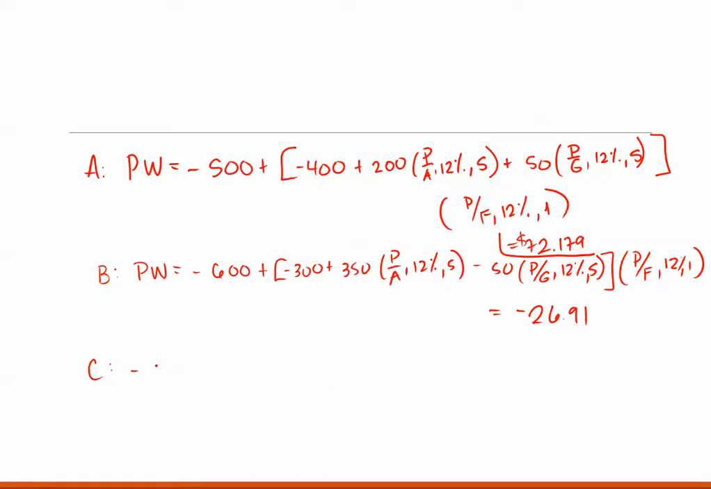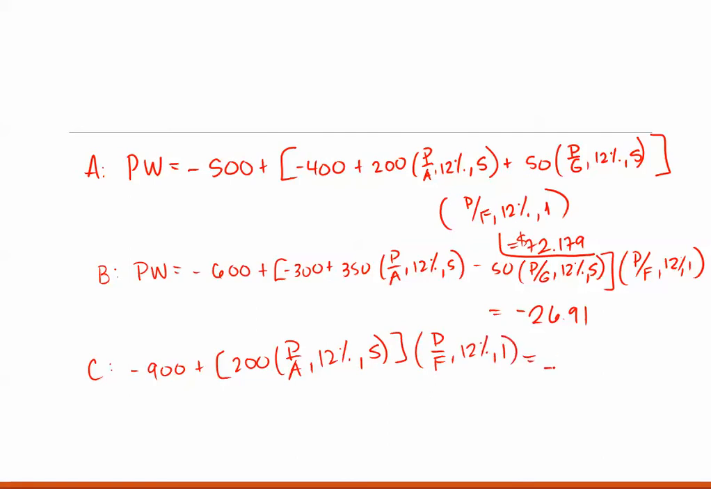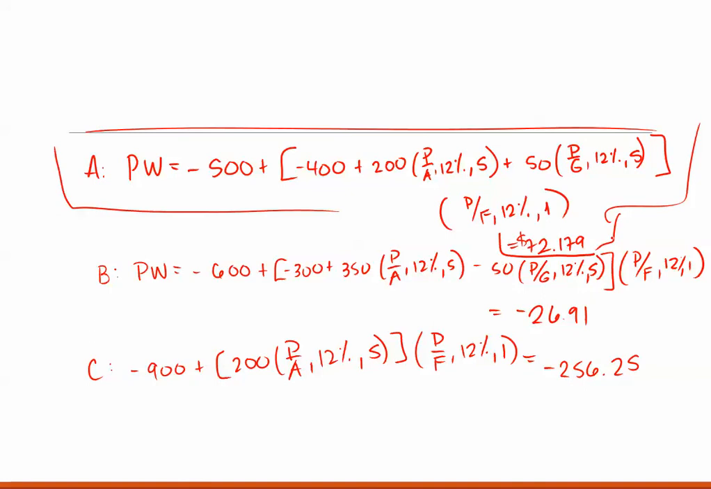And for C, negative 900 plus 200, P given A, 12%, 5 times P given F, 12% for 1 period. This gives me negative 256.25. So the obvious choice was A. There we go. Okay. So you see why using payback period is not always the most convenient option. But it can help in some situations, sort of as a tiebreaker, for example.